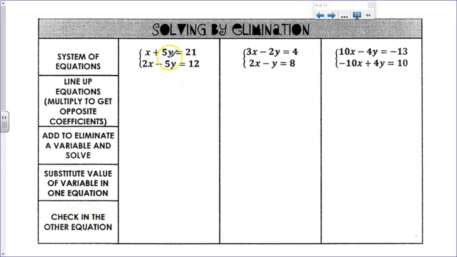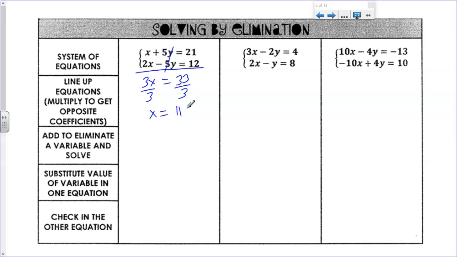All right, so here, if you notice, positive 5y, negative 5y. We do not need to multiply in this equation because they're already opposite coefficients. And when I add these two equations together, I'm going to get 0y. So 1 plus 2 is 3x. These will cancel. And then 21 plus 12 is 33. So we eliminated the y by adding them together. So that's the reason it's elimination. Then we're going to divide both sides by 3, so x equals 11.